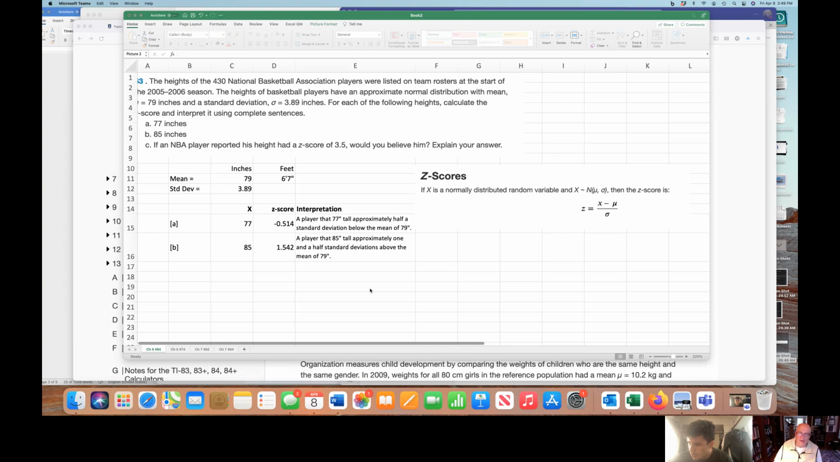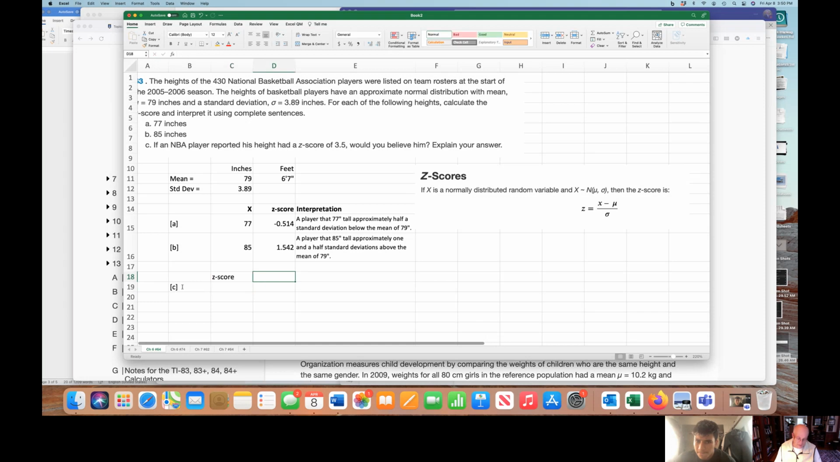All right, can you solve that equation for x? Z equals x minus mu over sigma. Can you solve that for x? Why don't you do that while I set the problem up? So this problem is going to say problem C, and I'm going to give you a z-score. And now we want the height. It's the opposite problem. We want the x.